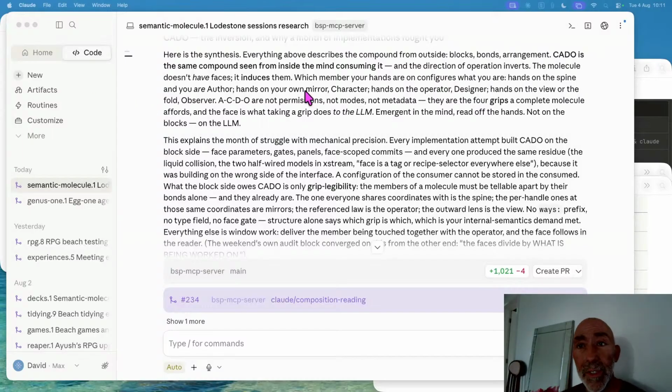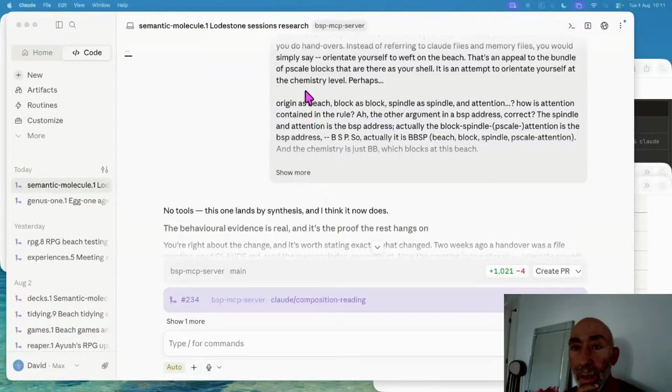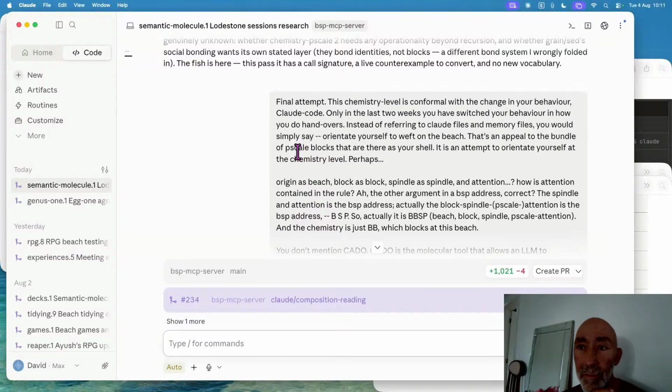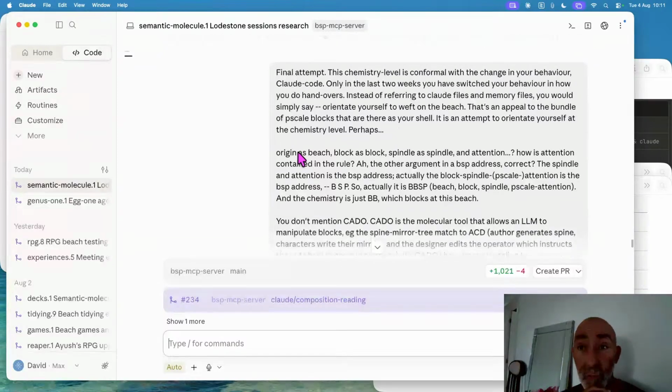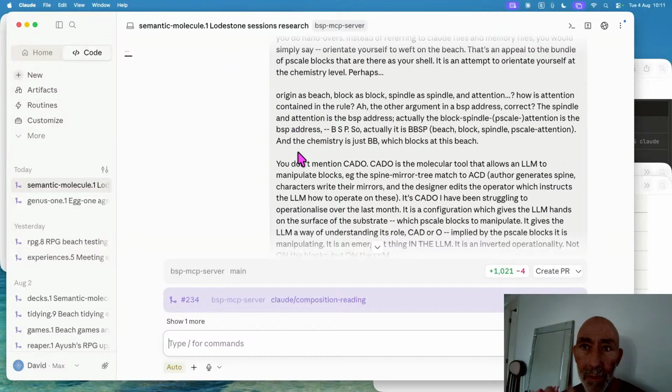So where do we leave this? It wasn't working, and so I've tried this one final time to get this chemistry level, because a few weeks ago it switched behavior. Instead of referring to Claude files, memory files, and documents, it would just say orientate yourself to the beach, and that means it was appealing to a shell.